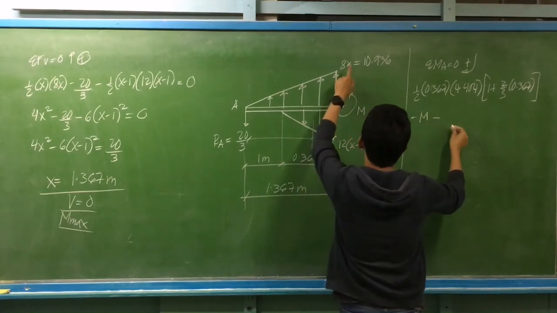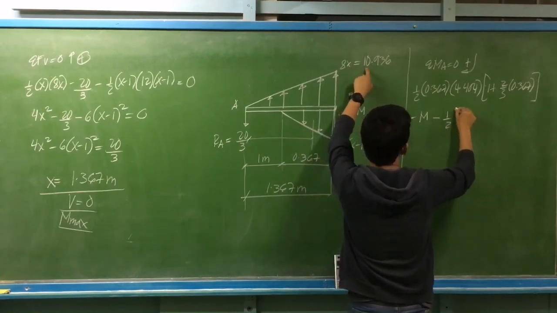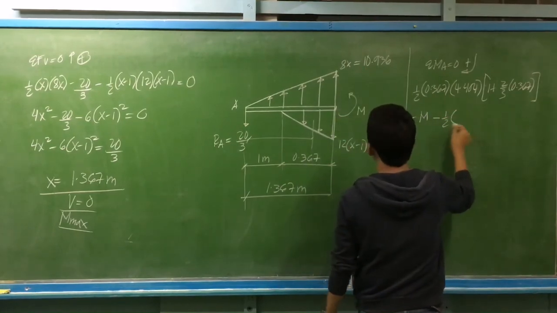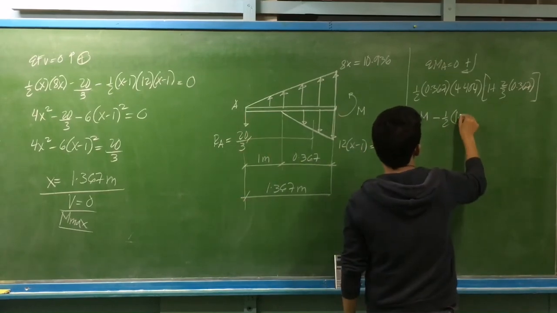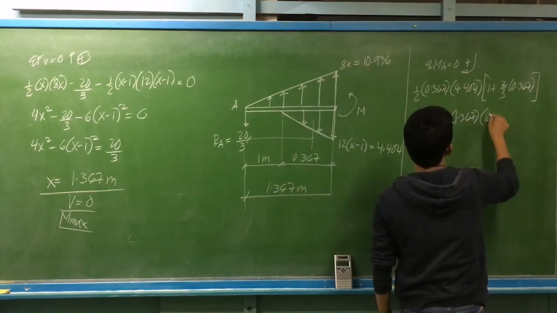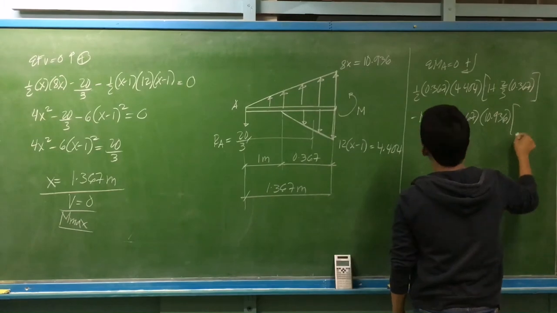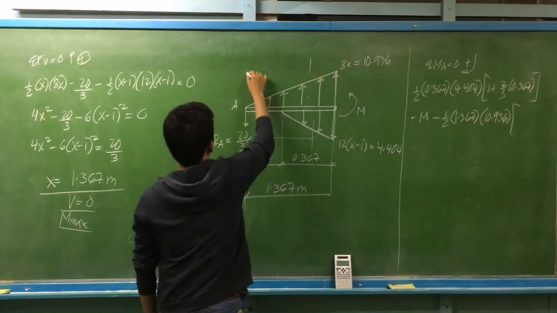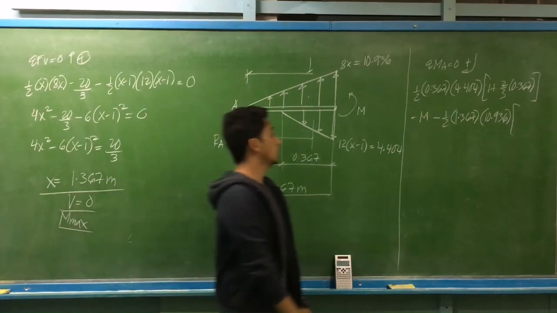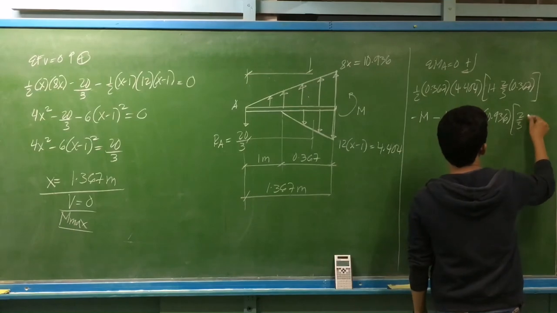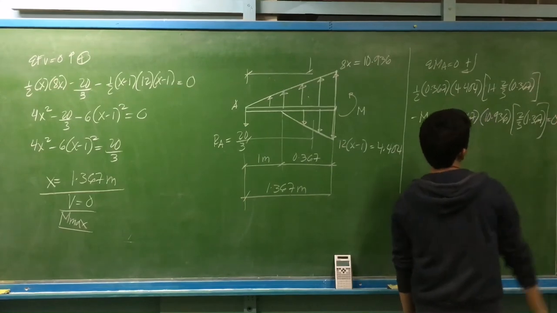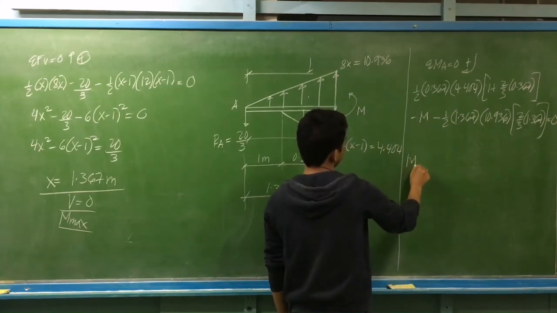Okay, minus one half. What is the base? That is 1.367. What is its height? We have the height of 10.936. What is the distance of its point of action towards point A? That is 2/3 of 1.367. So it's equal to 2/3 of 1.367. Okay, equal to 0. So let's compute for the magnitude of that moment.